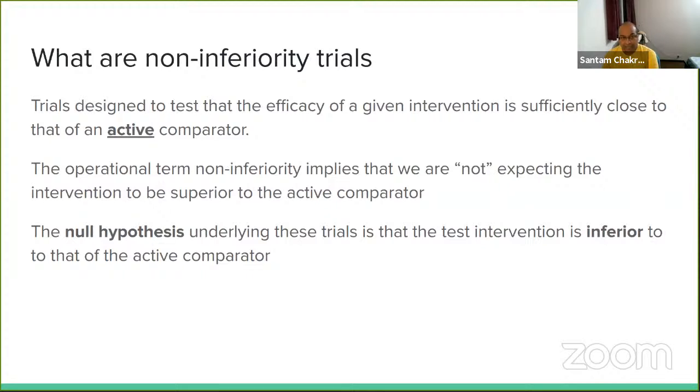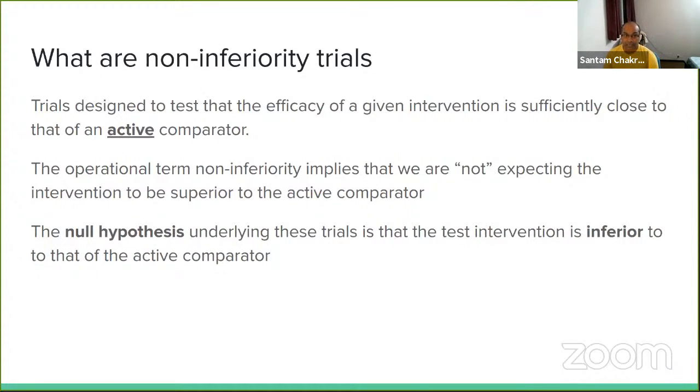So non-inferiority trials are trials which are designed to test the efficacy of a given intervention against an active comparator. Now, this is a very important word, active comparator, which is why I have outlined it. Please remember that non-inferiority trials are never conducted against a placebo, unlike superiority trials, which may be conducted against placebo. And that's why non-inferiority trials and equivalence trials have certain specific aspects which need to be understood.